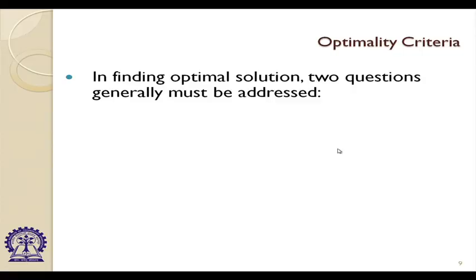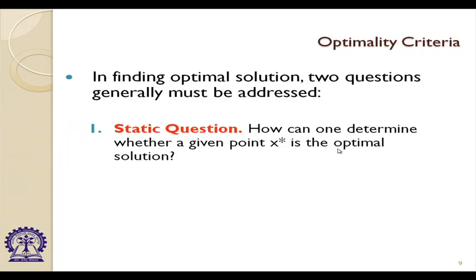Now, what is our objective? Our objective is to find out the optimal solution. Now, how to get it? If I just use common sense, then very easily we can say that from the domain of the function I will pick up any point, and I will check whether this point is optimal or not.